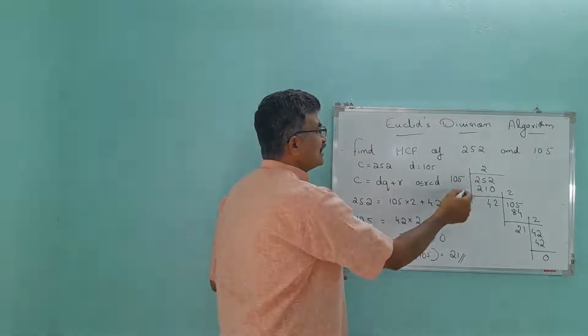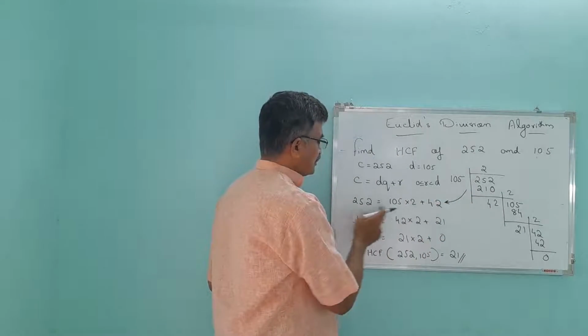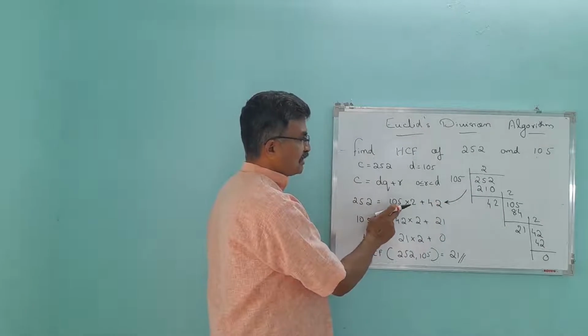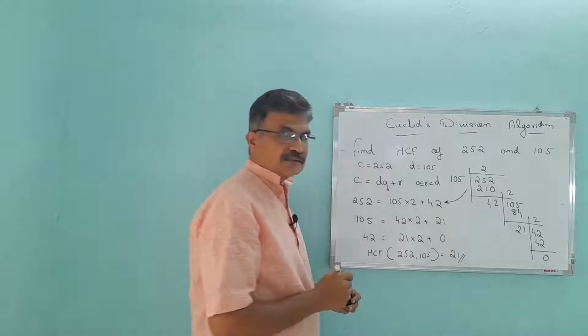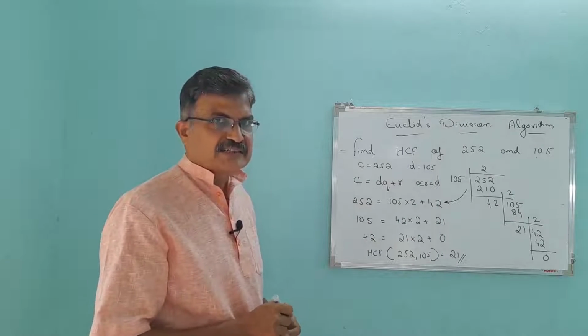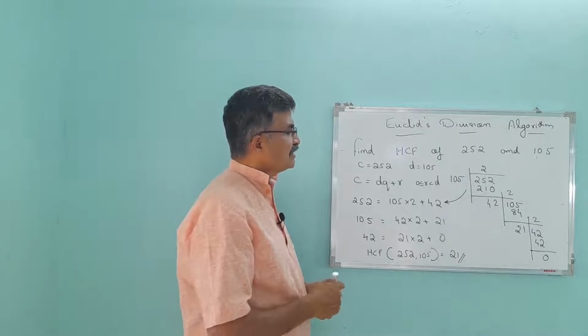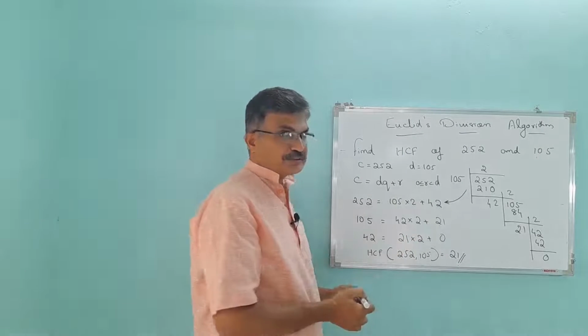How can we write it? We write this step in this way: 252 is equal to 105 into 2, plus 42. The test of divisibility we have studied in earlier classes. Here R is not equal to 0.